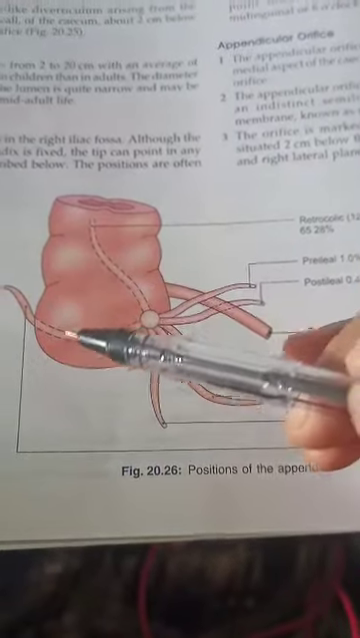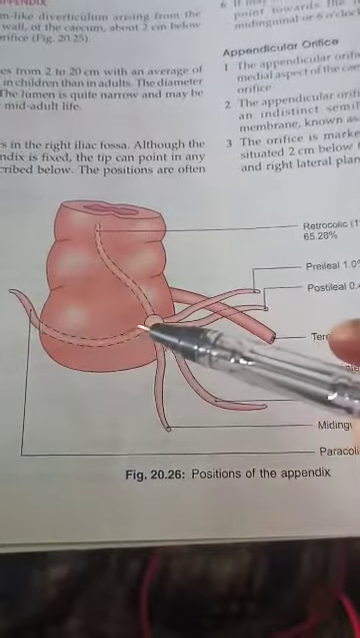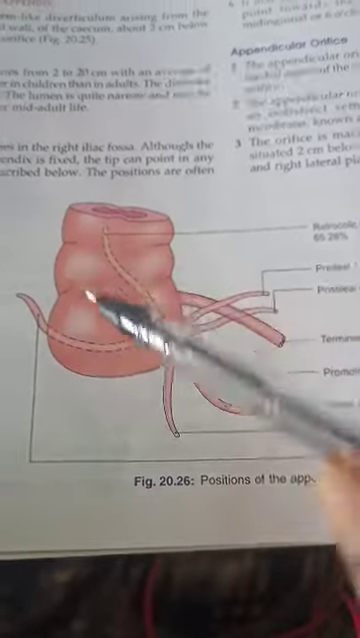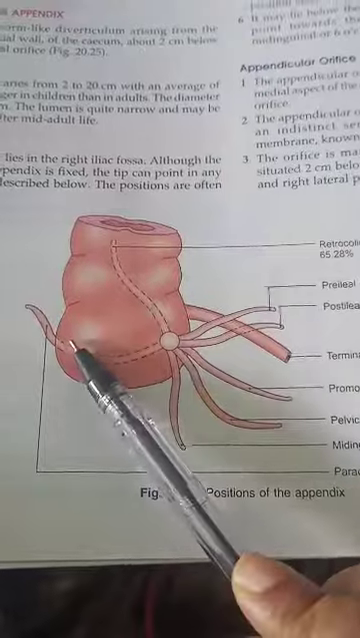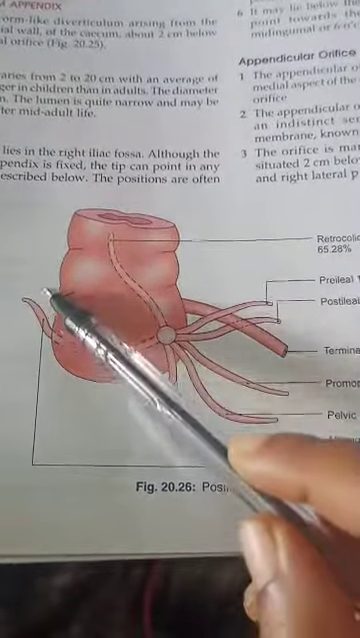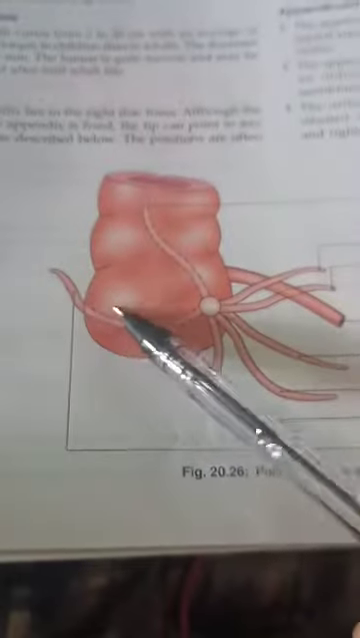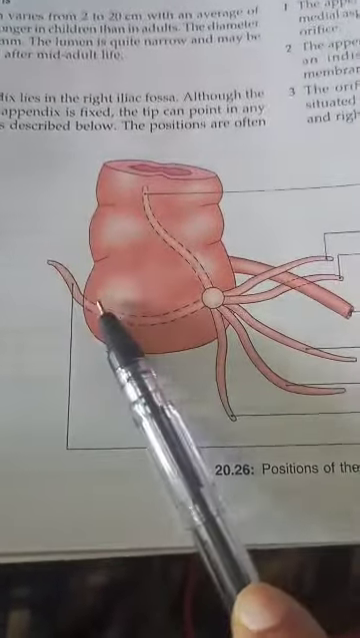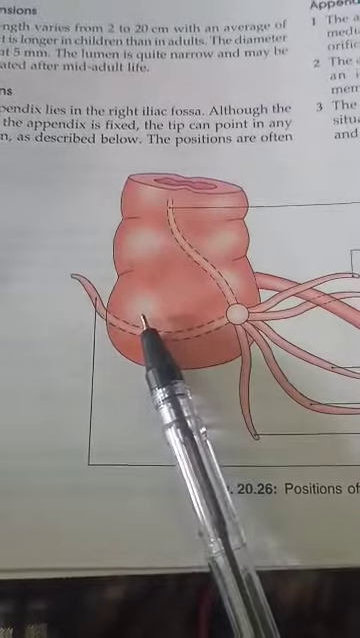Then next is the 11 o'clock position, and this is known as the paracolic position. Paracolic. So we can see the appendix on the side of the large intestine or side of the cecum. This is the 11 o'clock position or paracolic position.